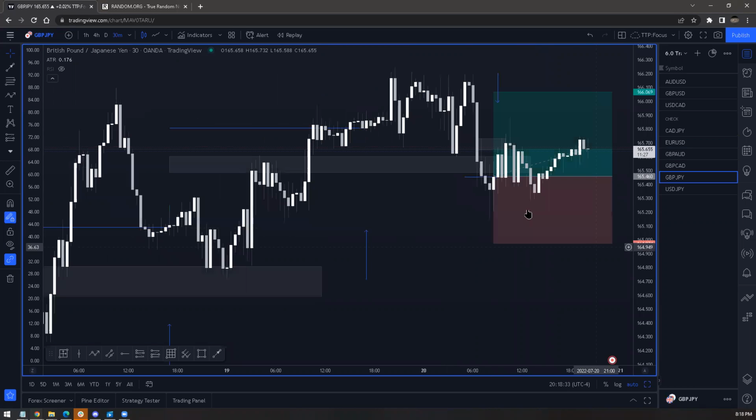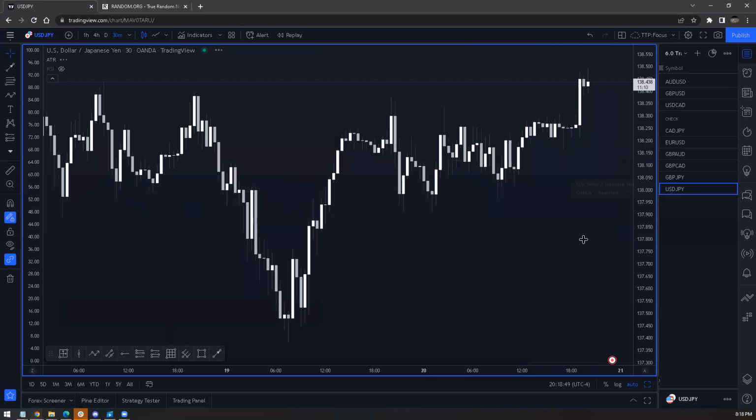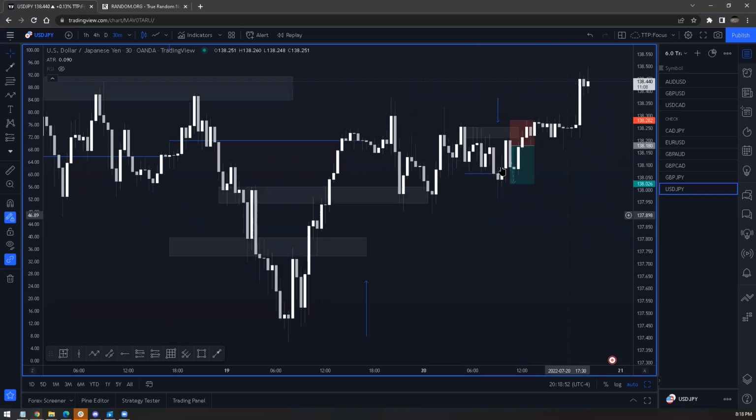GBP JPY was looking for sells. The reverse of that on my 4-hour candle actually put me into a buy. So that would still actually be in there from the trade from yesterday. That would still be going and not hit anywhere yet. And then USD JPY on a 4-hour sell would have actually taken profit from there. So that is that so far.